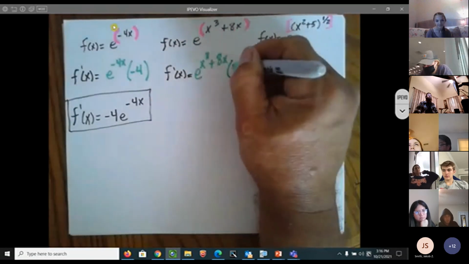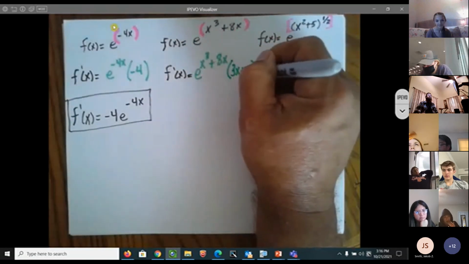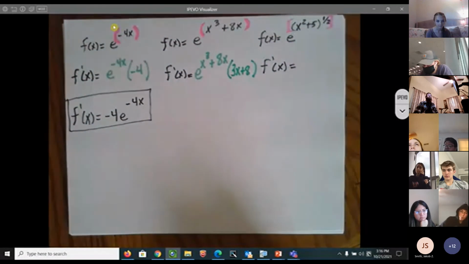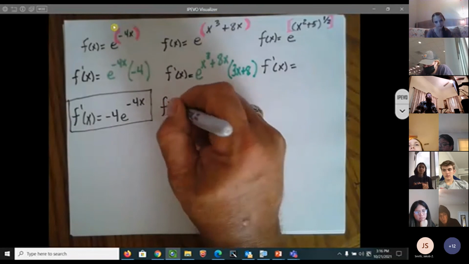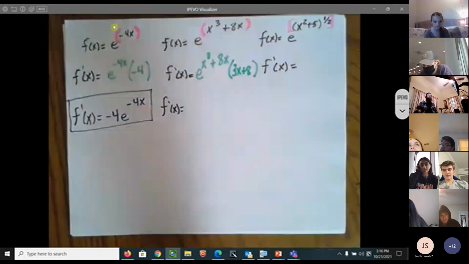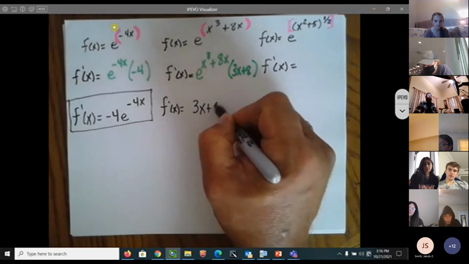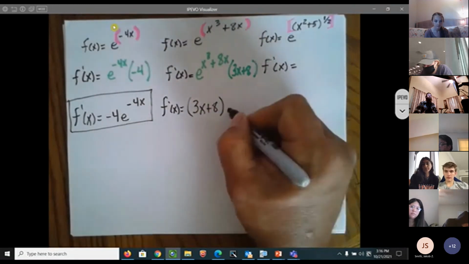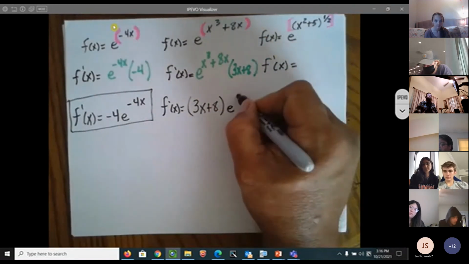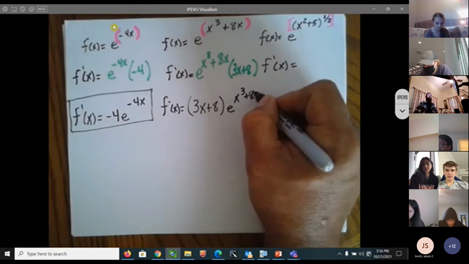And 3x squared plus 8. So f prime of x is equal to 3x squared plus 8 times e to the x cubed plus 8x.